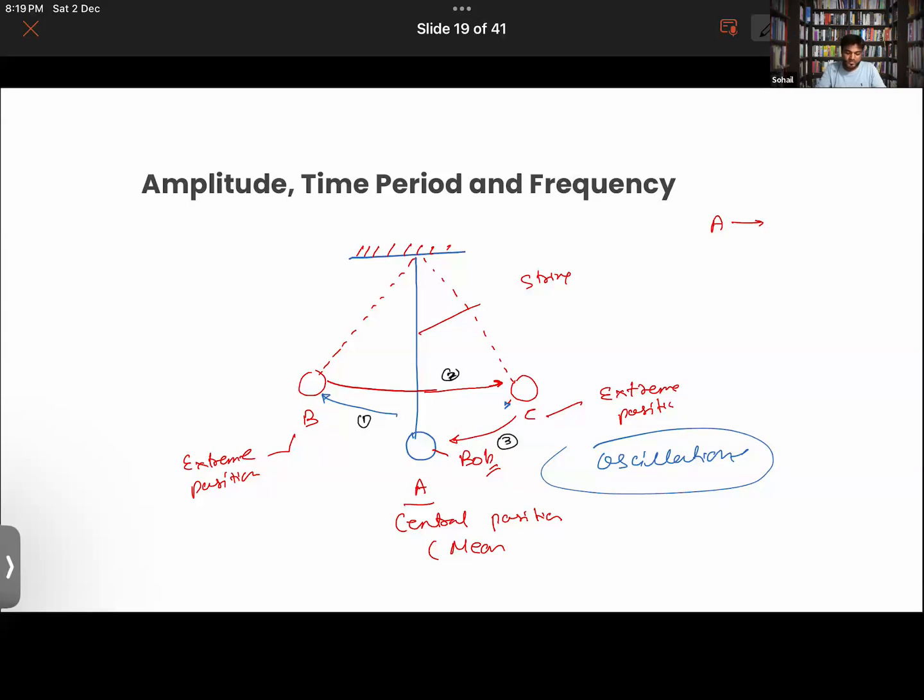Simply put, the movement of a pendulum from central position A to extreme position B, from B to extreme position C, and then back to the mean position completes one vibration, which is called one oscillation. Is that clear to everyone or not? Please let me know, because I will be asking questions randomly to anyone.